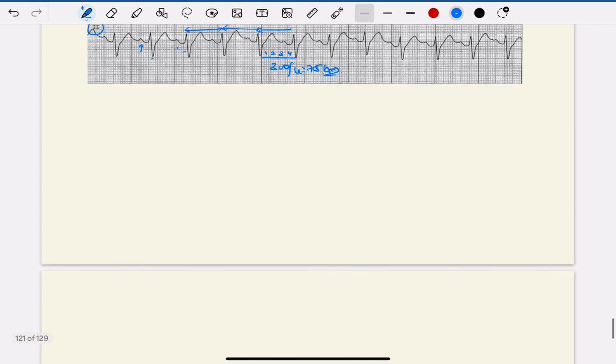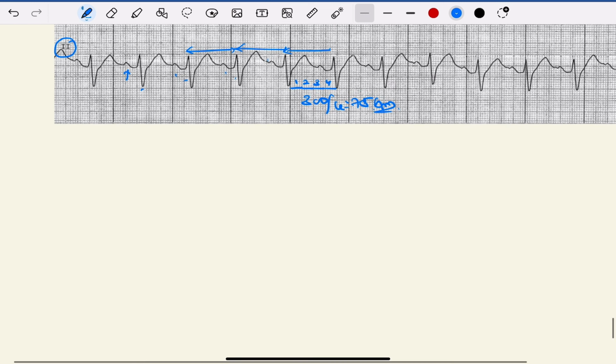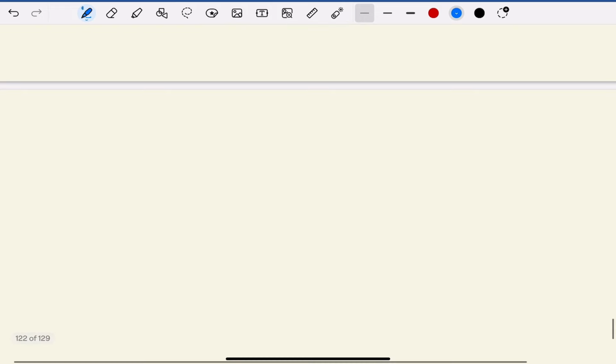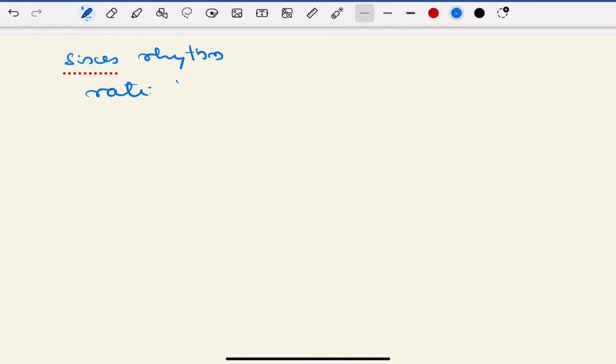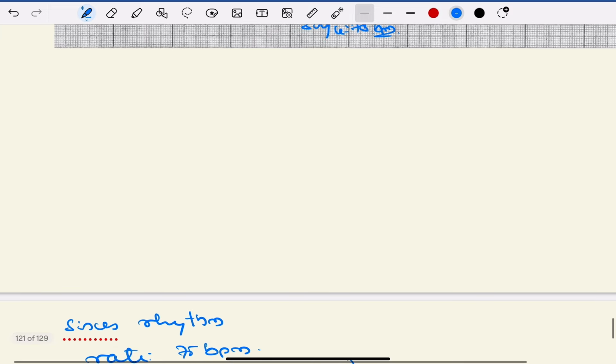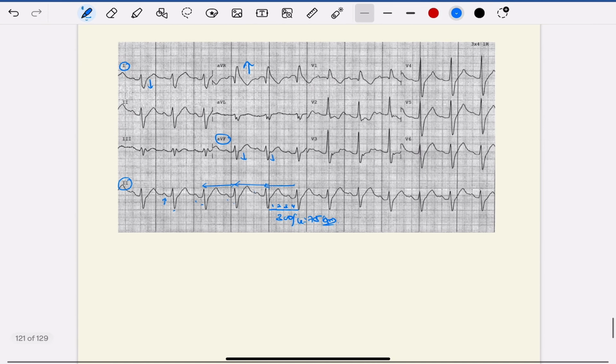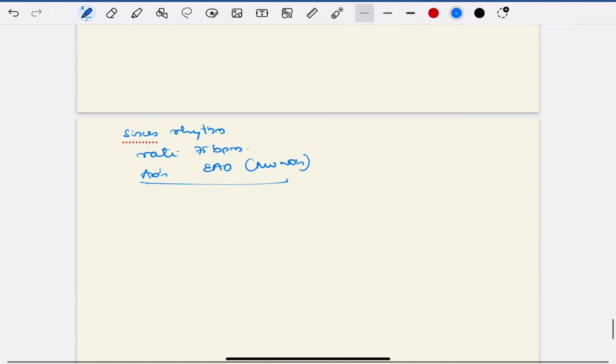So let me write the findings here. It is a sinus rhythm. Next, the rate is around 75 beats per minute. Next, the axis is extreme axis deviation or northwest axis. So the only abnormality so far is extreme axis deviation.